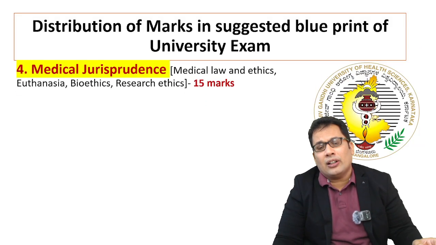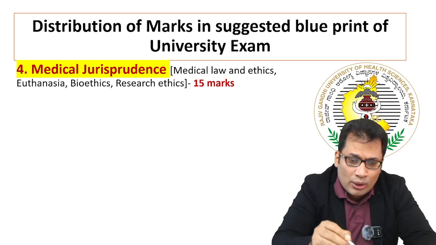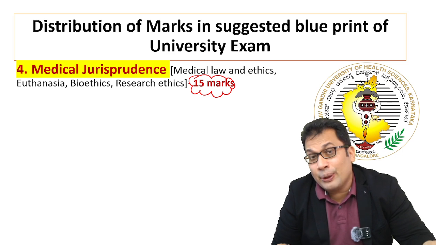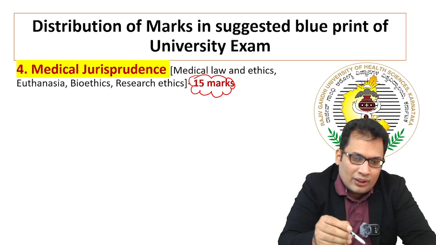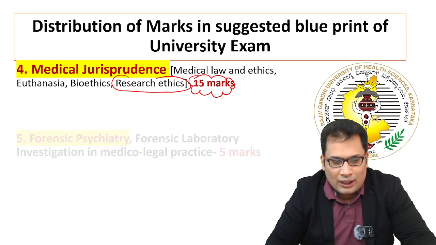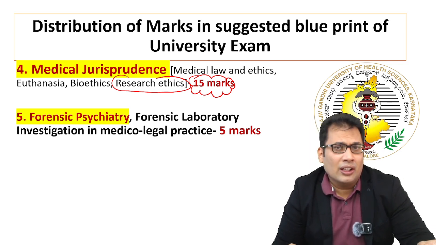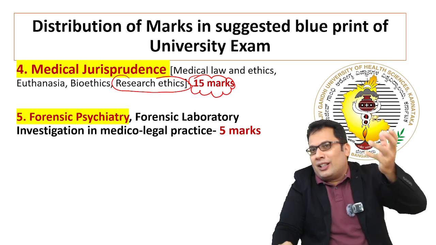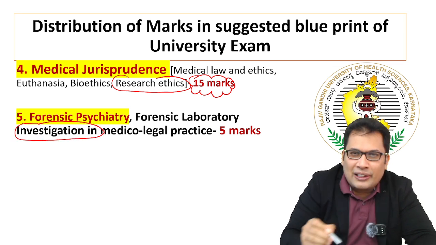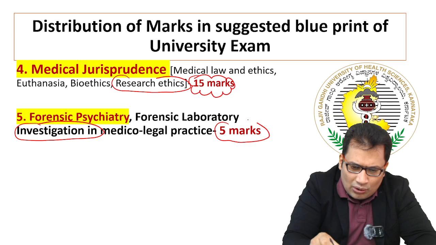Then comes medical jurisprudence. In medical jurisprudence, that is medical law and ethics, one very important topic is medical negligence, infamous conduct. Bioethics, principles of bioethics, very commonly asked. Research ethics also can be asked as a 3 marks question. So around 15 marks. Forensic psychiatry includes delusion, hallucination, impulse disorder, the difference between true insanity, false insanity, feigned insanity. Forensic laboratory investigation, especially FSL, blood stain, seminal stain. All this is usually around 5 marks.